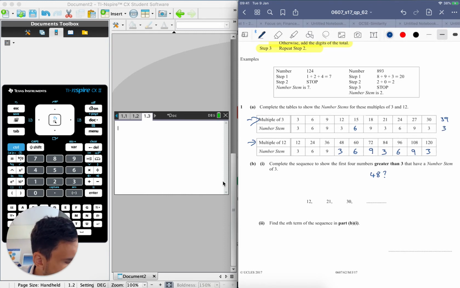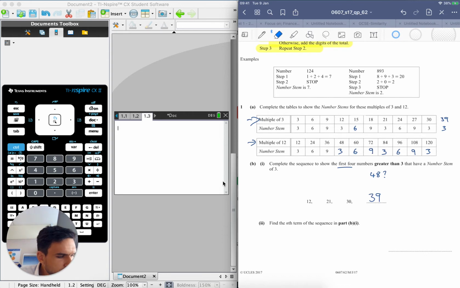Nice. Now 39 is a better answer than 48 because it's asking for the first with a number stem of 3. Now you could check your answer and do all of the numbers between 30 and 39 to check, but I think you'll see quite quickly that you're not going to achieve any better answer than that. So 39 is the next one.